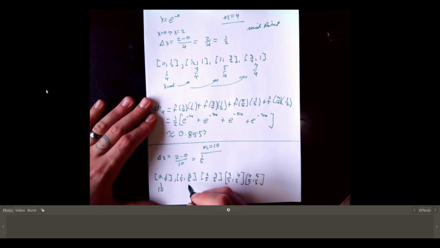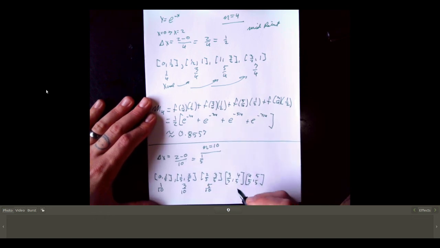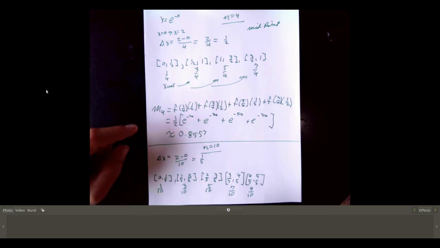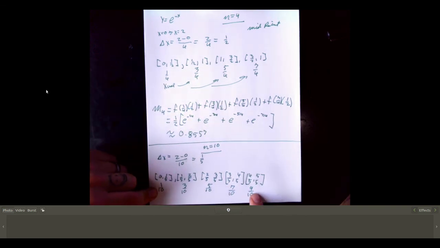Now for our midpoint, halfway between 0 and 1/5 is 1/10. Halfway between 1/5 and 2/5 is 3/10, 5/10, 7/10, 9/10. And there's going to be 5 more. We would get 11/10, 13/10, 15/10, 17/10, and 19/10. And all of these are giving you your x values that you get the heights for.